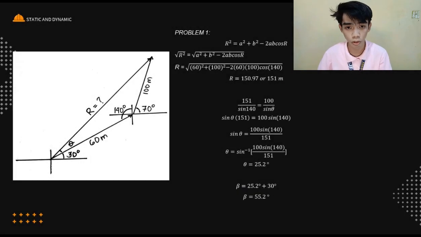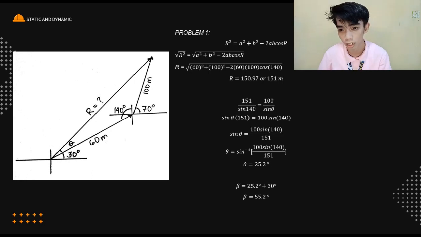Para sa pag-solve po ng resultant force, gamit lang po tayo ng cosine law, which is R squared is equal to A squared plus B squared minus 2AB cosine R. Para mawala po yung squared sa R, i-square root lang po natin. Substitute the given. Yung A is 60, yung B is 100, tapos yung R is 140.